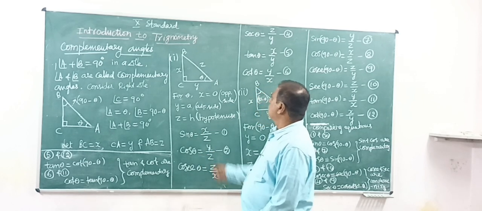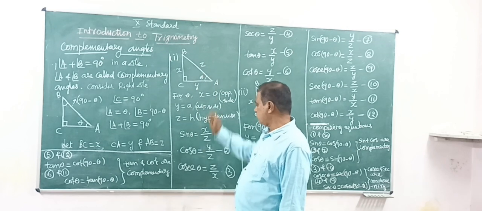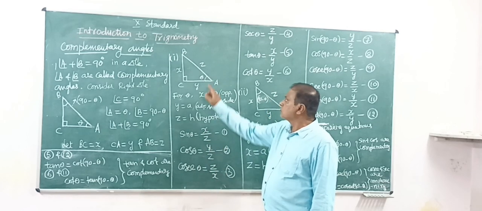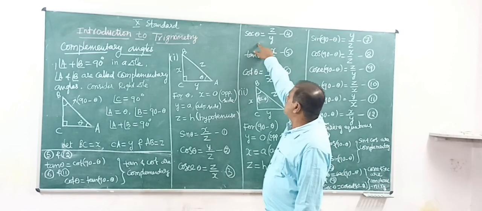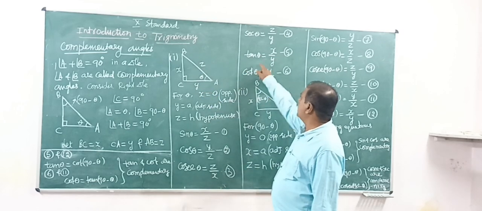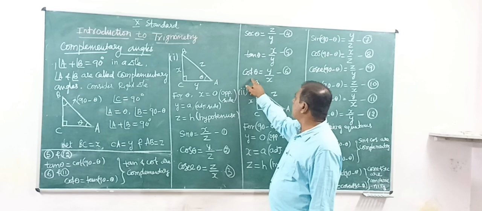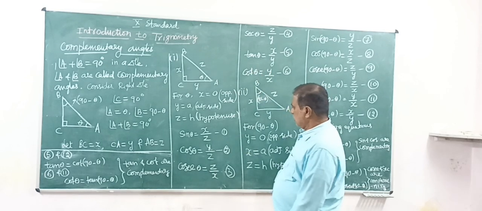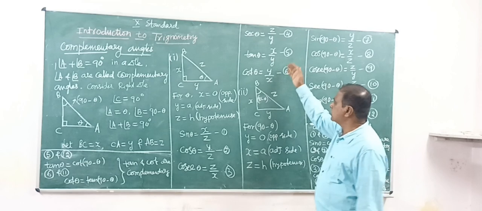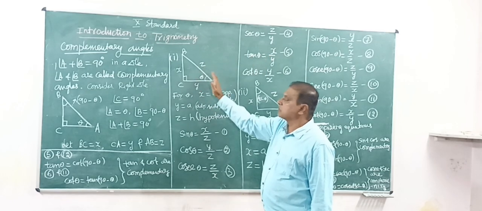Let us write the values: sin theta is x by z, cos theta is y by z. The remaining trigonometric ratios: cosecant theta, the inverse of sin theta, is z by x, and secant theta, the inverse of cos theta, is z by y. Tan theta, sin theta by cos theta, is x by y, and cot theta, the inverse of this, is y by x. So in terms of x, y and z, we have written all the trigonometric ratios. Let us call them equations 1 to 6. So you have six equations for this triangle.